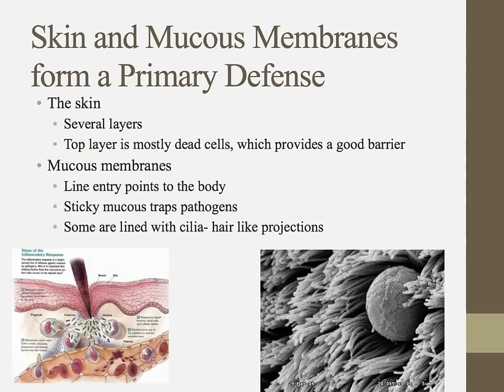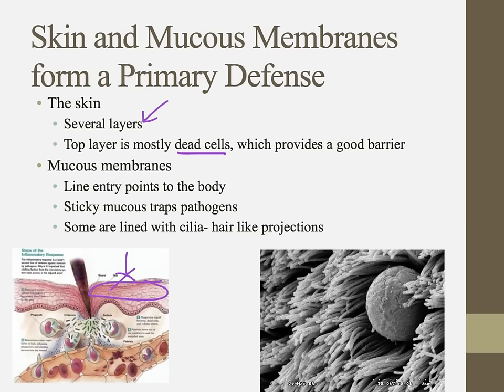So your skin, the largest organ of your body, is super cool. It's got several layers. The top layer is mostly dead cells. So these are cells which are dead, they're not getting a lot of blood flow. This is one of the reasons why we shed them a lot. And it provides a really good barrier for things that are trying to get in.